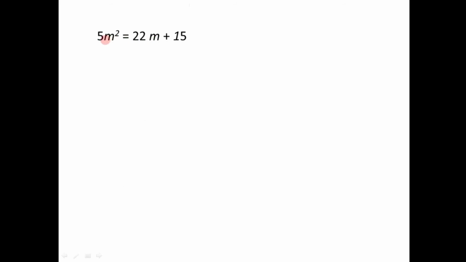Let us have the next equation. 5m square is equal to 22m plus 15. First of all, we should write this in standard form. For that, we have to take these two terms, 22m plus 15, to the left hand side. So the equation will become 5m square minus 22m minus 15 is equal to 0. Again, we have to multiply the constant term by the coefficient of the first term. Minus 15 into 5, minus 75.